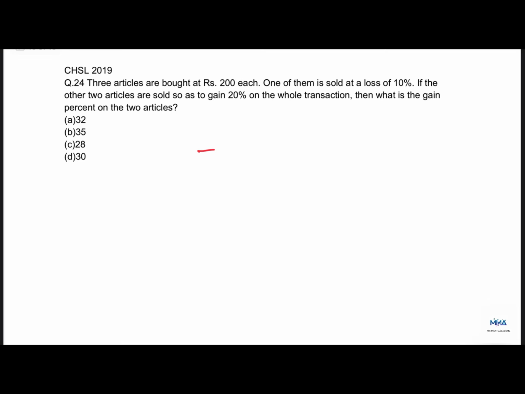One is sold at a loss of 10%. We need to find the total gain, which is 20%. So 60 plus 10 is 70, so X equals 35.